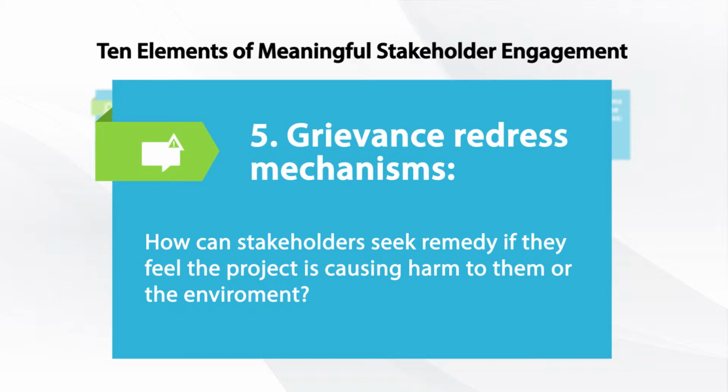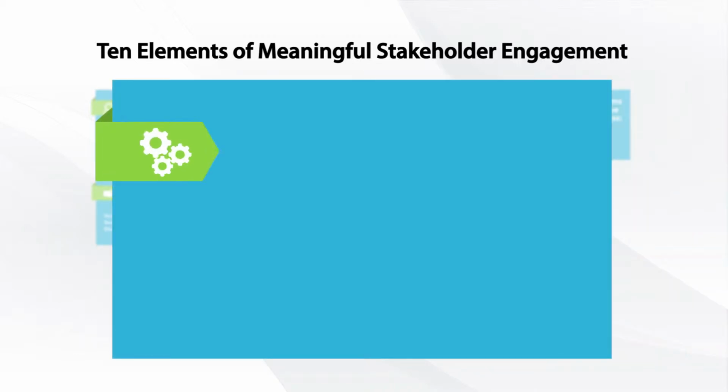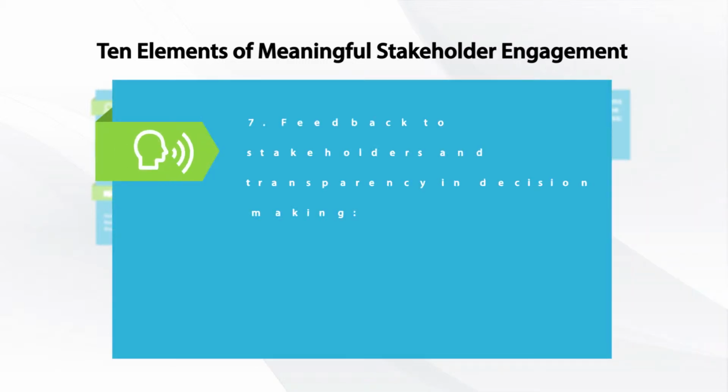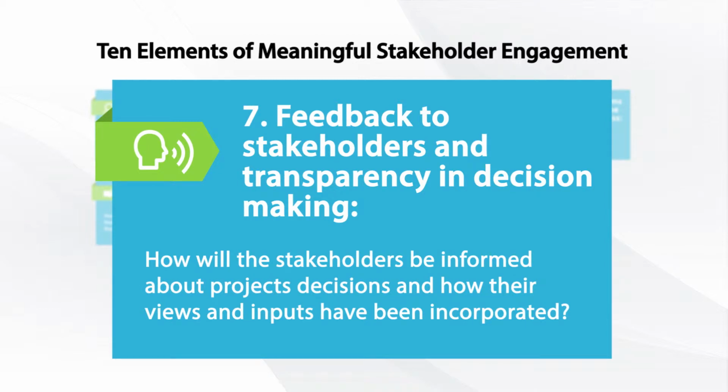Once we've undertaken the consultation process, and remember this is an ongoing process, we need to make sure that the decisions of design and implementation aspects in the projects integrate stakeholder views and perspectives, and it needs to be built into the overall project management system. Element number 7 is put in here to make sure that we provide feedback to stakeholders and that we also ensure transparency in the project decision making. How will the stakeholders be informed about project decisions and how their different views and inputs have been incorporated?